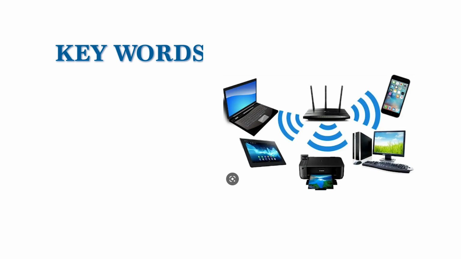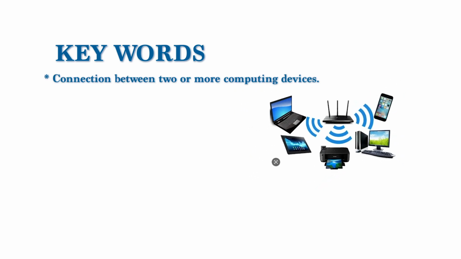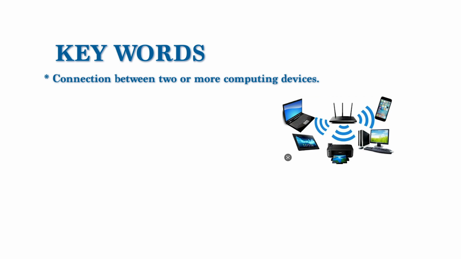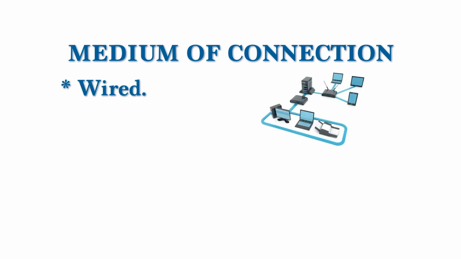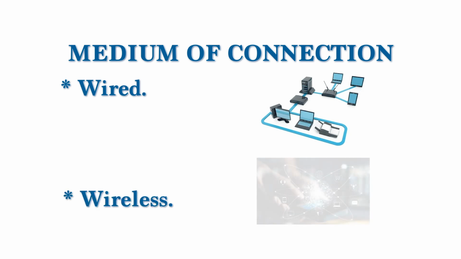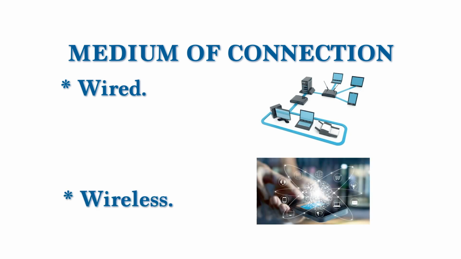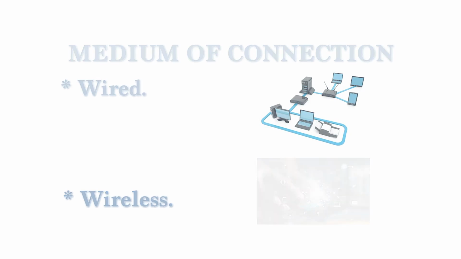We have the connectivity or the connection between two or more computing devices. This explains why one device cannot constitute a network. For it to be a network, there must be a connection between two or more computing devices. Let's look at the medium of connection. The medium of connectivity could be wired. That's where we're talking about cables, and wireless, where radio frequencies are involved. In another session, we'll explain these concepts better.